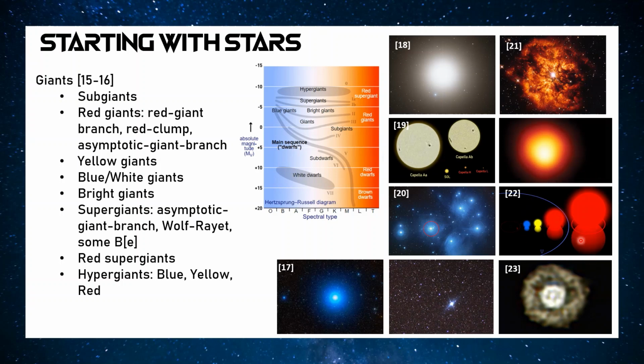On the right side here we have VY Canis Majoris. It's a hypergiant compared to other size stars. You can see it's quite a bit larger. And then here is IRAS 17163-3907. It is a yellow hypergiant.